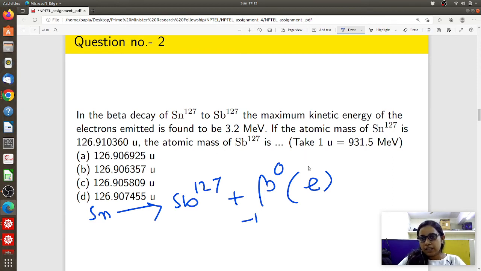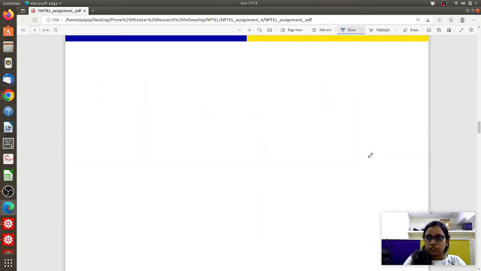So in that beta minus decay, it is saying that the maximum kinetic energy of the electrons emitted is found to be 3.2 MeV, and the atomic mass of Sn-127 is given. So we are going to focus on this term, the atomic mass. Then what will be the atomic mass of Sb-127? So this is the question. What should be the answer for that question?